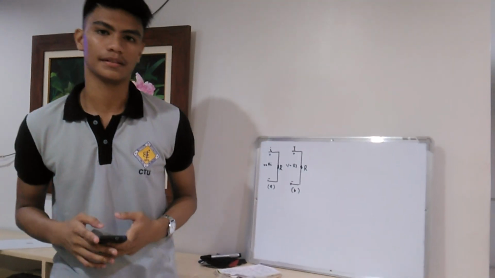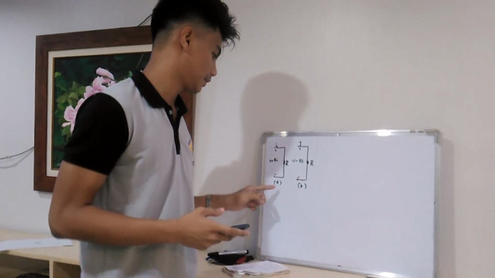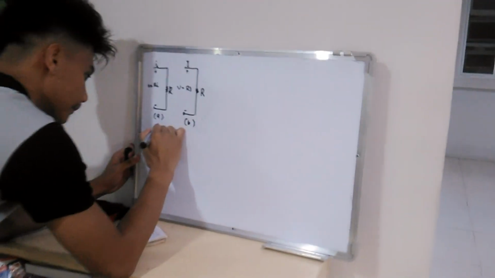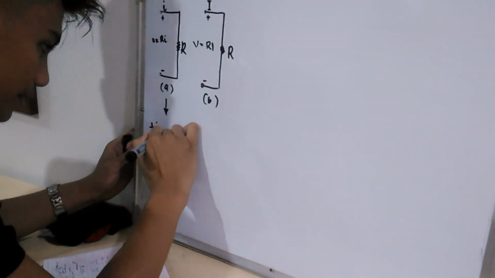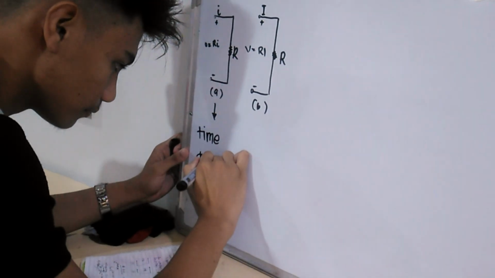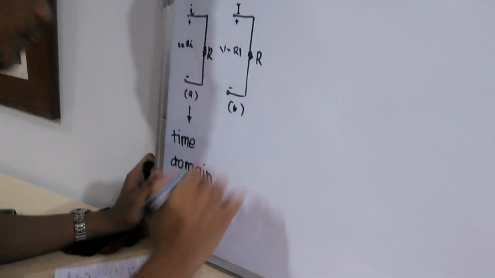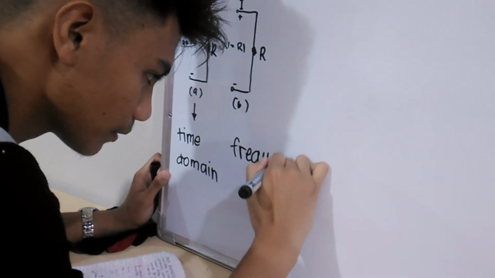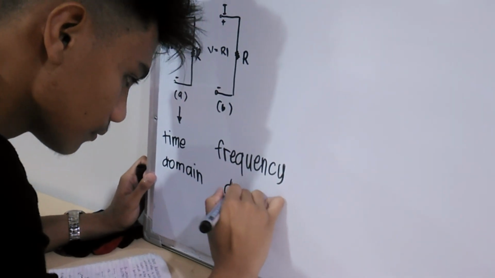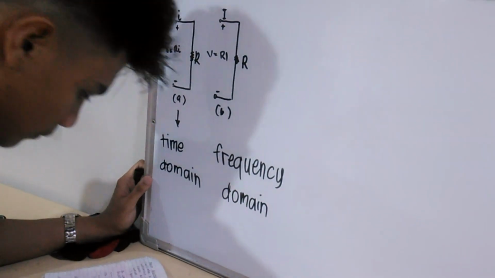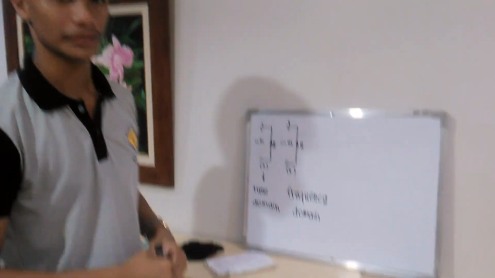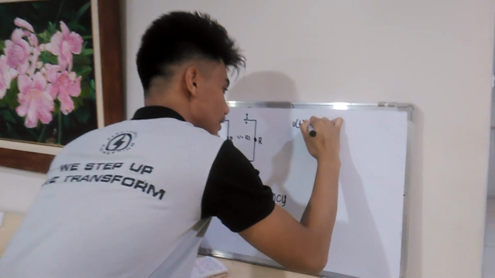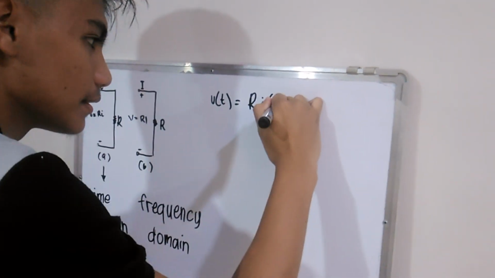So the simplest case is the resistor. Now, let's take a look at this diagram. This is diagram A and diagram B. Diagram A is called the time domain, and diagram B is called the frequency domain. So, defining the equation of the time domain, we have v(t) is equal to R i(t).